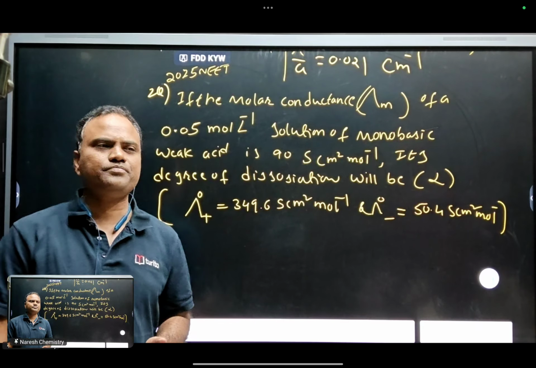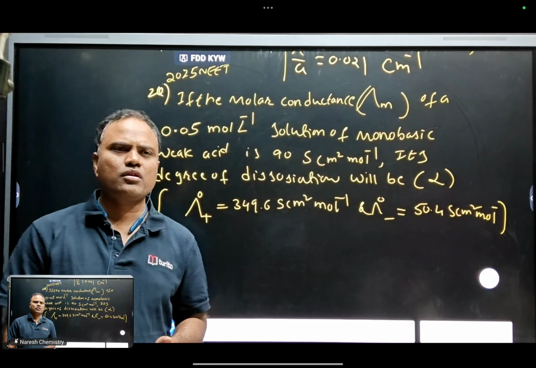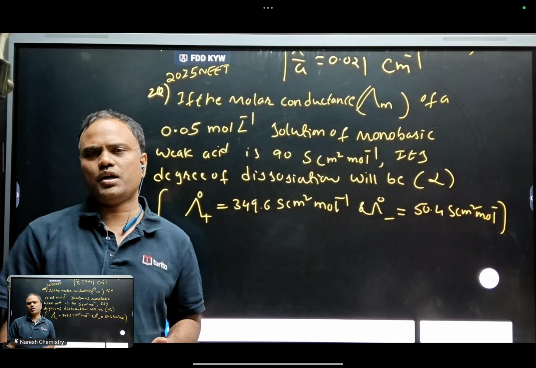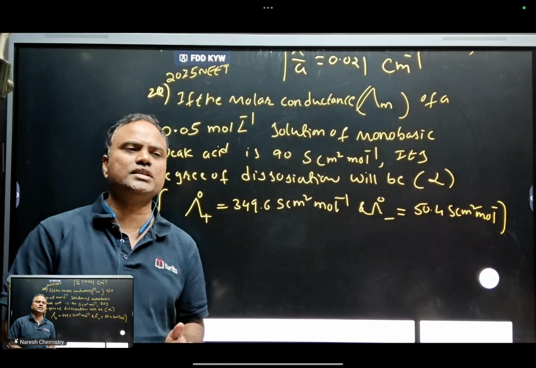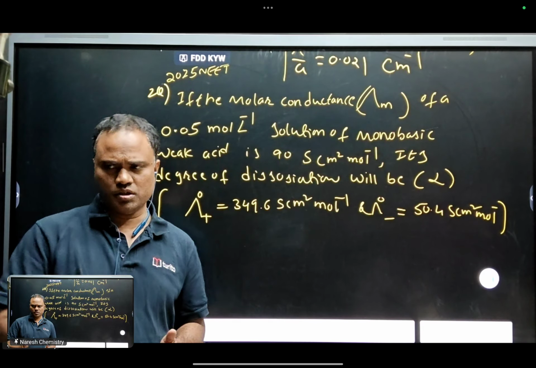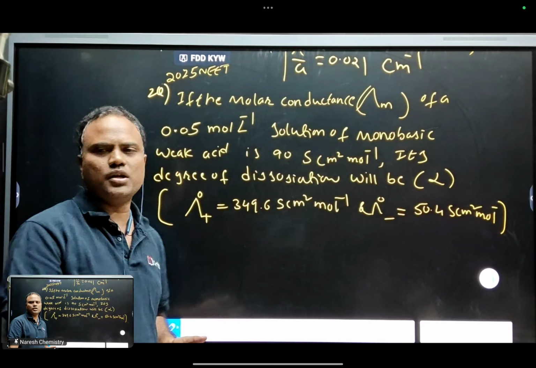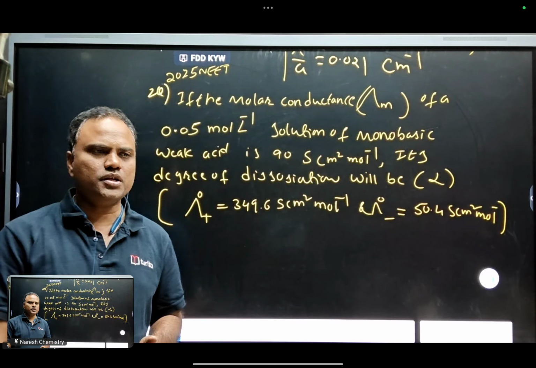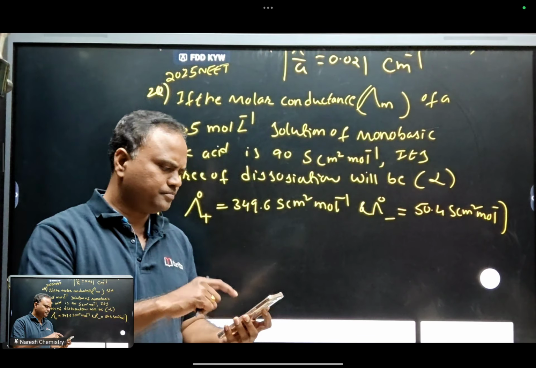What is Kohlrausch law, Bhakti? The conductance of an electrolyte is the sum of the conductances of the individual ions. I am giving the hint here. We use Kohlrausch law.